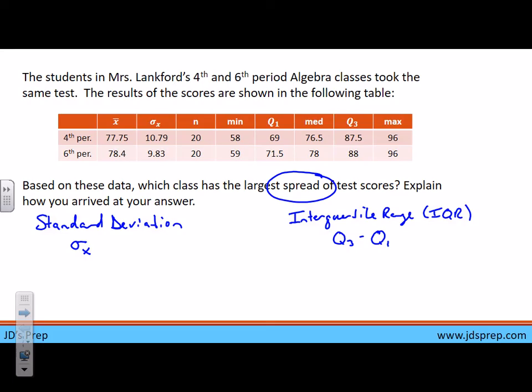If we look at the results from 4th period using the standard deviation, we see that the standard deviation for 4th period is 10.79, whereas the standard deviation for 6th period is 9.83. So if we wanted to use the standard deviation to decide which class has the larger spread of test scores, since the standard deviation is larger for 4th period, then we would say that 4th period has the larger spread because its standard deviation is larger.